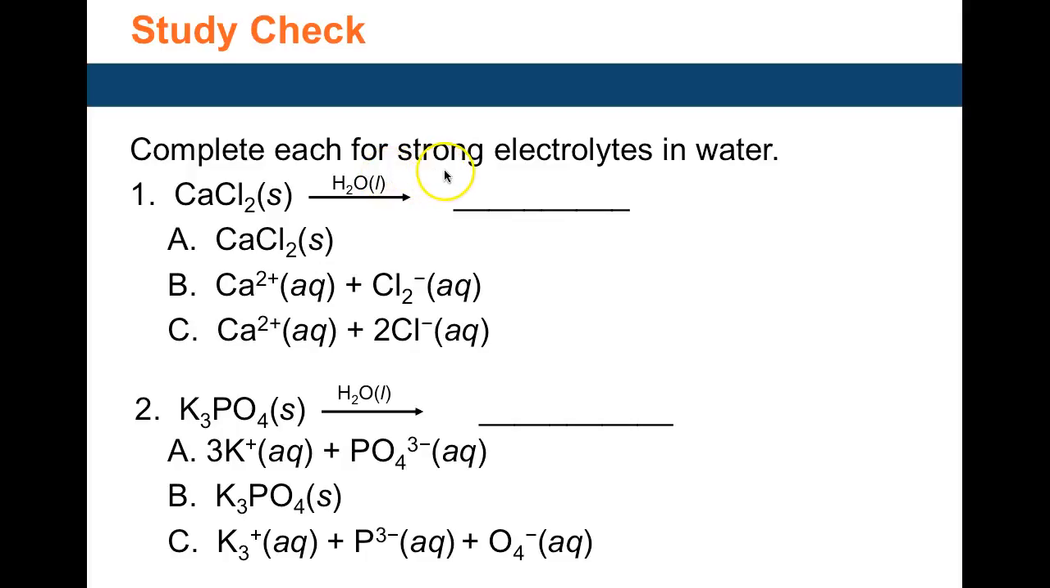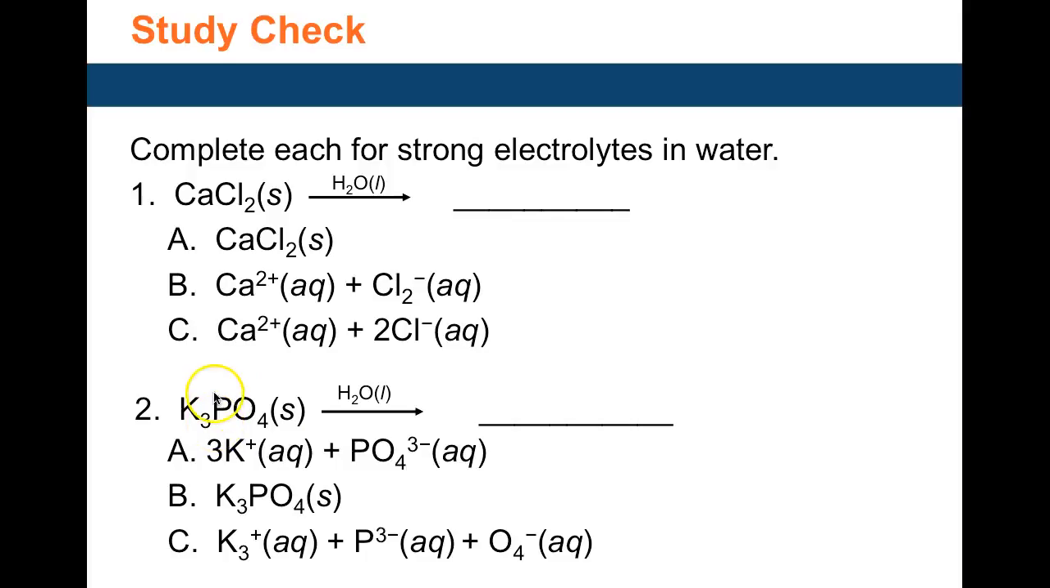So complete each for strong electrolytes in water. All right. So if it is strong, it has to be broken up 100%. All right, so the calcium has to separate from the chloride ions. All right, so it has to be C. This doesn't exist. Once it's broken up, each chloride has got a negative charge, so there's two of those. All right, so the correct answer would be C.